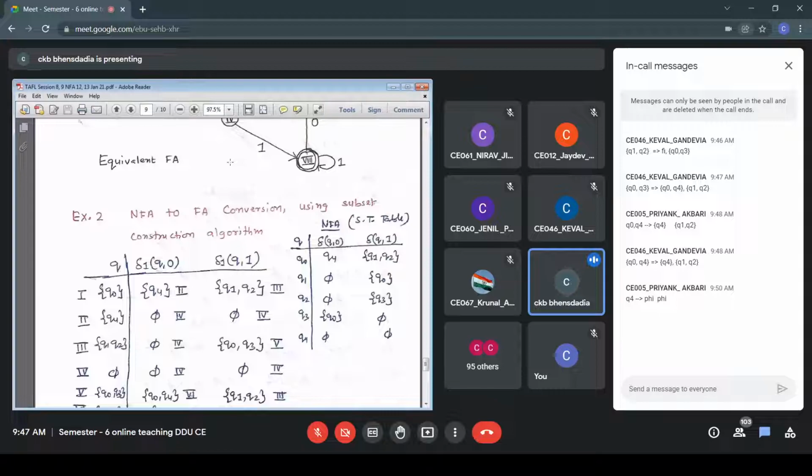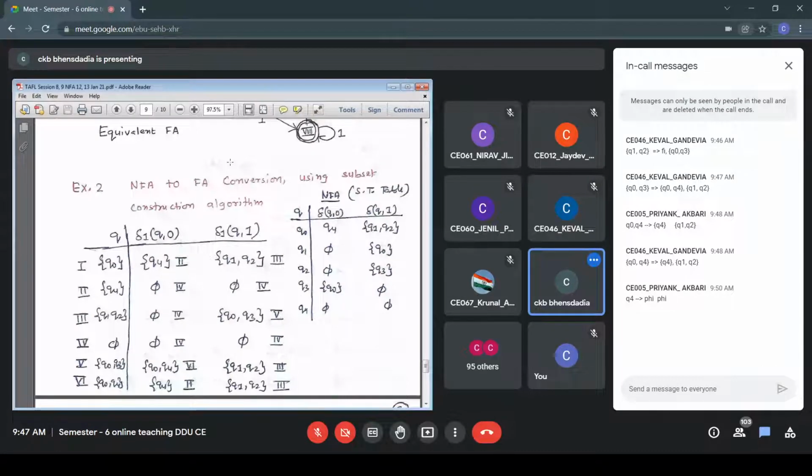Yeah, Priyank very rightly said Q4 is phi, phi. Very rightly said. 6 is Q0, Q4. Union is Q4, 4, 0. And Q1, Q2, 4, 1. And that becomes the entry. Q4 and Q1, Q2, both of them are previously existing with labels 2 and 3 respectively. So those are our entries. And now we have defined transitions for all the reachable states from the initial state, which is 1.